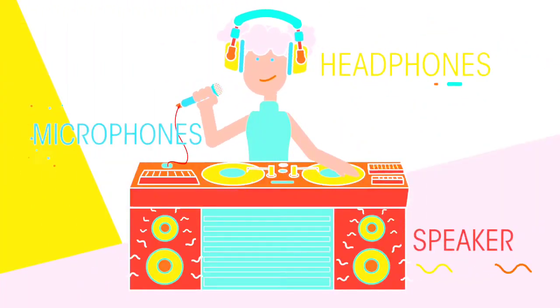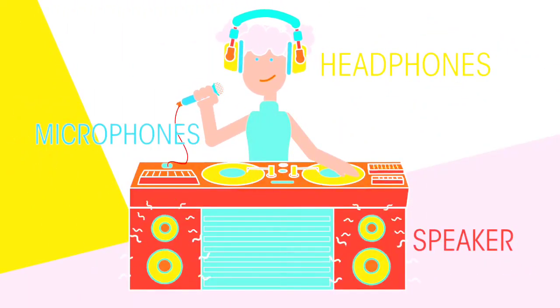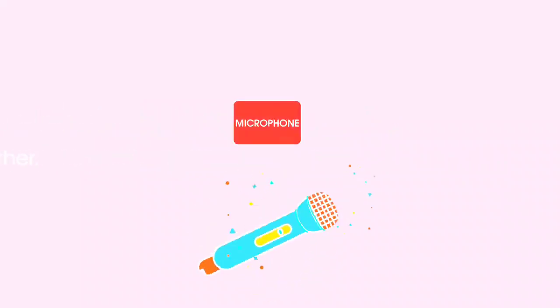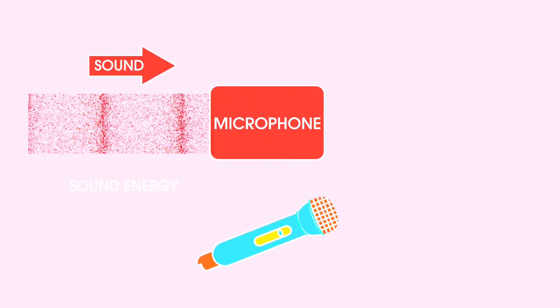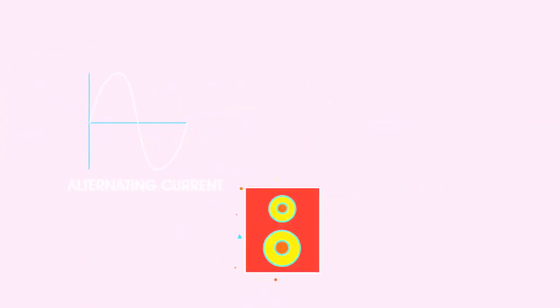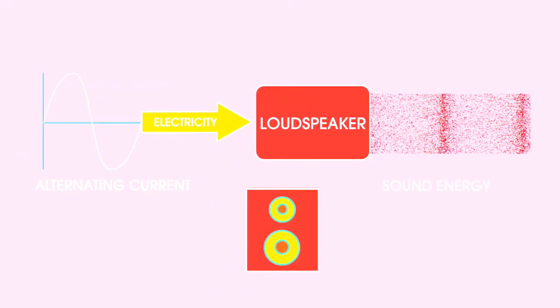The loudspeaker and microphone were both invented well over a century ago, and their basic design has changed very little since then, though they may look different today. Both are transducers, which means they change one energy type into another. A microphone transfers sound energy into electricity, and a loudspeaker transfers electricity into sound.